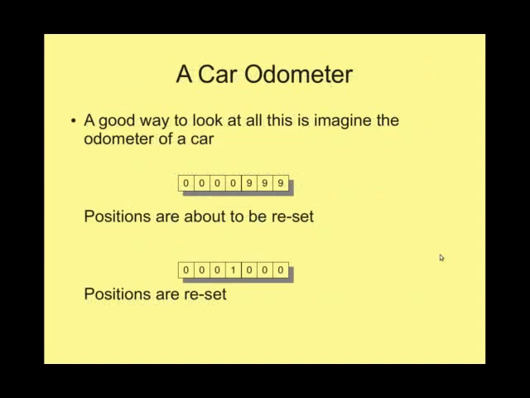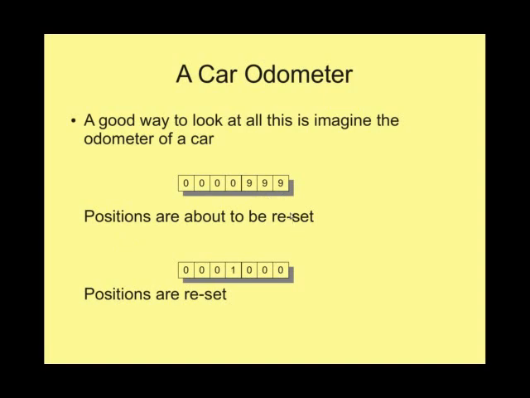Here's another thing that you may like to imagine, and it will make things a lot easier. Think of a car odometer that tells how many miles you have driven. So if you have a car odometer that is set like this, 000999, that means you have driven 999 kilometers or miles, whatever, and the positions are about to be reset because you are going to drive 1 more mile.